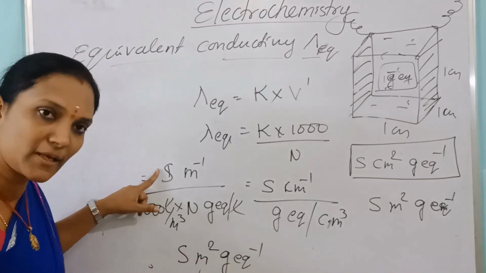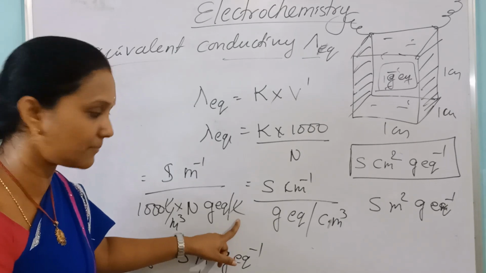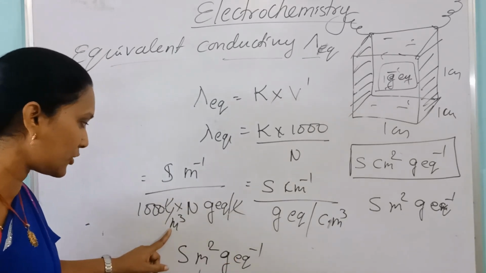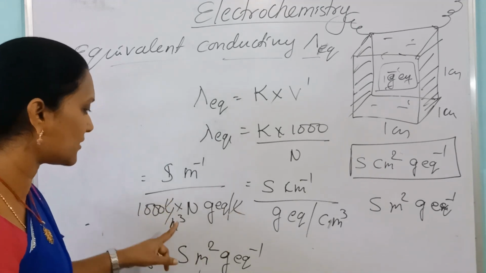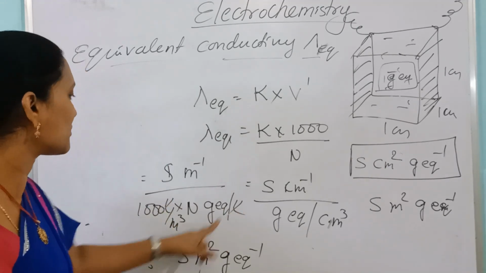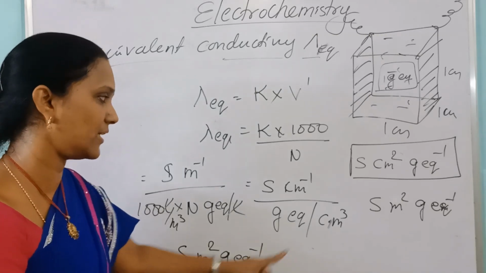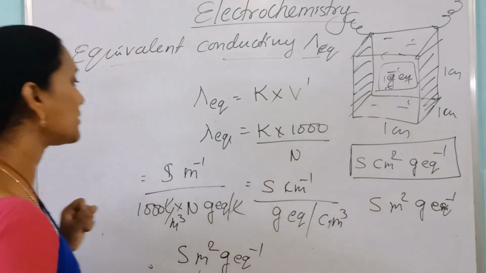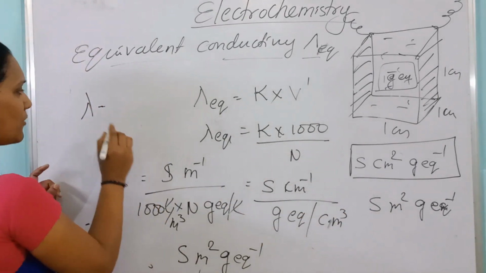Same units we are getting or not? K units are Siemens per meter, and normality is gram equivalent per liter. Per liter we are converting into meter cube, into 1000 liter per meter cube. So liter cancels. Now it is per meter cube. So now shift this here: Siemens meter square per gram equivalent. Same units we are getting, no? Nothing but what is the formula?